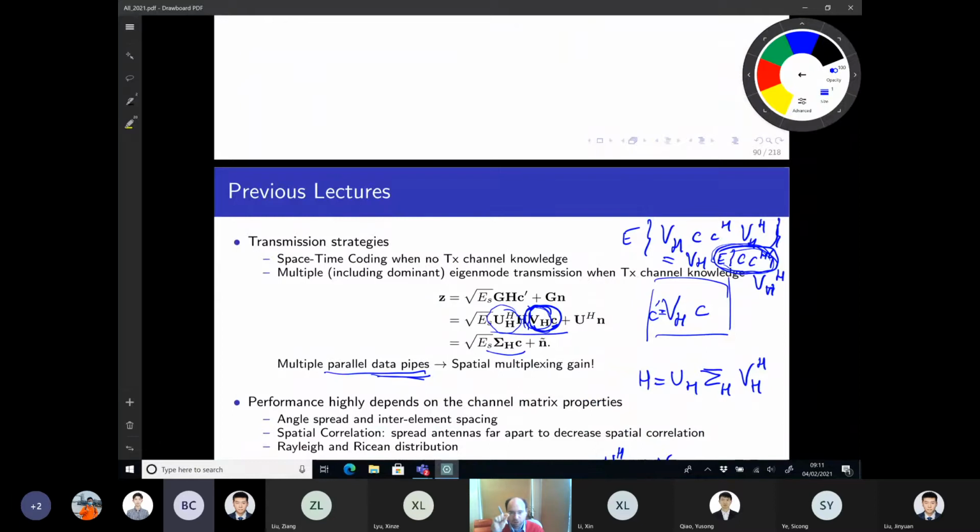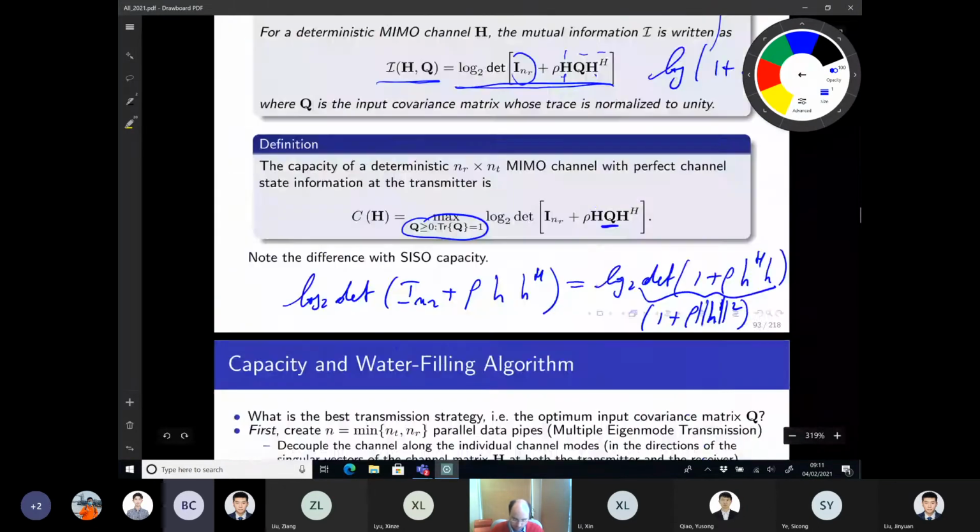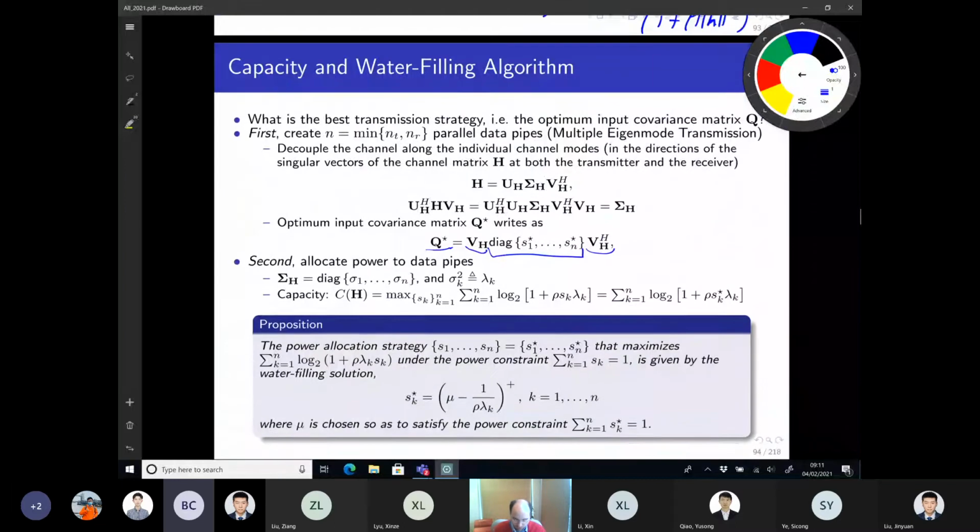I transmit independent streams. They're circularly symmetric complex Gaussian random variables. So what I'm going to have is a diagonal matrix, and the diagonal entries are just the power that I allocate to each of those streams. Essentially, the diagonal entries will be simply the variance of each of those elements, the entries of this vector C. And so this is what we have here. S_i is now the power that you allocate to each of those streams.